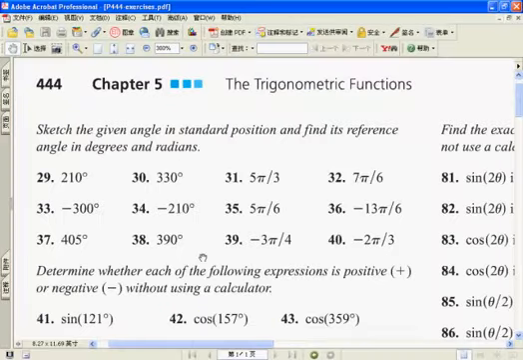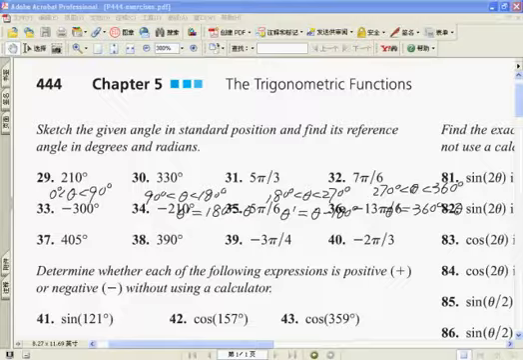Now let's look at one example. Let's look at page 444, problem 38. Sketch the given angle in standard position and find its reference angle in degrees and radians. So we have 390 degrees. Let's go back to the whiteboard. So page 444, problem 38, and the given angle is 390 degrees.